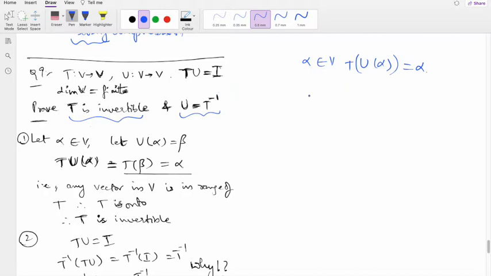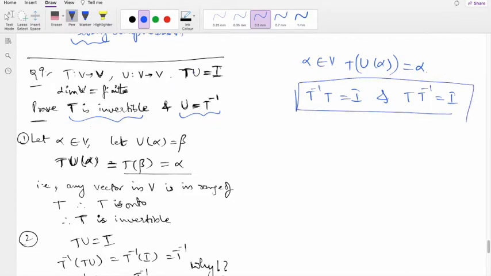T inverse is such that when I apply T inverse on T, it should give me I, and when I apply T on T inverse, I should get I. This is the condition for T inverse. Here U is satisfying just one of these conditions. We need to prove that UT is also I, and then by definition U becomes T inverse.